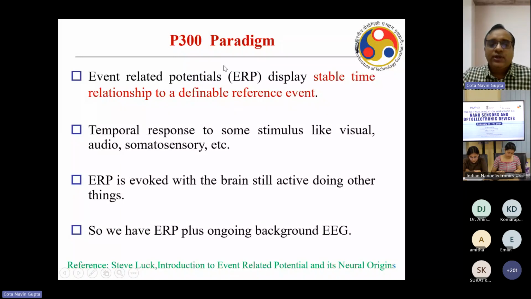It's an event related potential, to a definable reference event. The reference event over here is the occurrence of the letter H. So it's a temporal response to the stimuli. I'll show you the experiment.